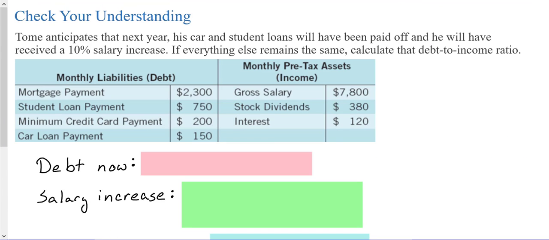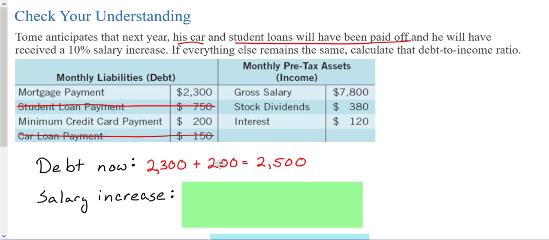Okay, so Tom anticipates that next year his car and student loans will have been paid off, and he will have received a 10% salary increase if everything else remains the same. We want to recalculate the debt to income ratio. So if we look at this, his car and student loans will have been paid off. So that means this amount changes and this amount goes away because he will now have less liability. So his new debt would be 2,300 plus 200, a total of 2,500.